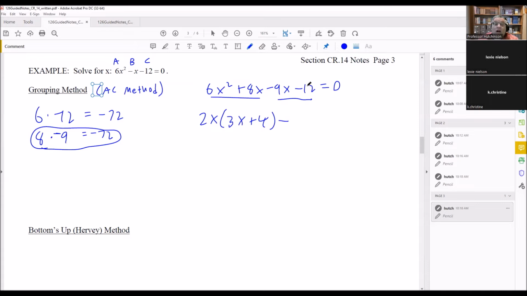A 3 is common to both of those for 9 and 12. So I'm going to pull out a 3. What's left over is negative 9x divided by 3 is 3x here. And then you get negative 12 divided by negative 3 is plus 4. So we have that. We got a question there.